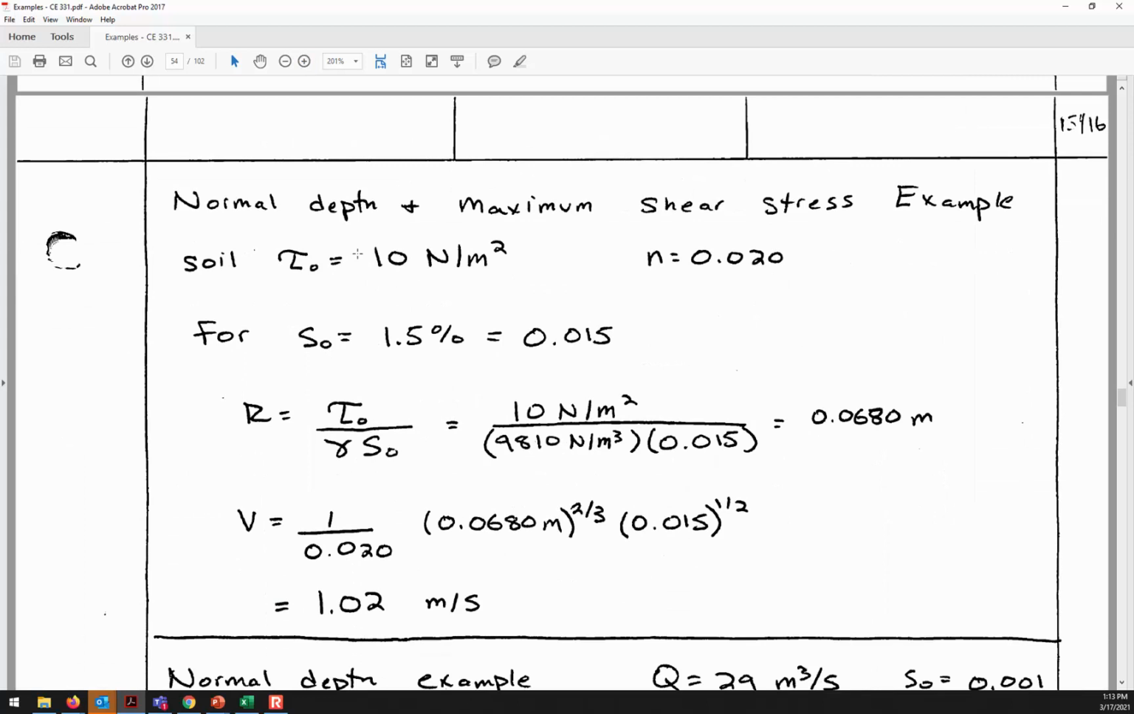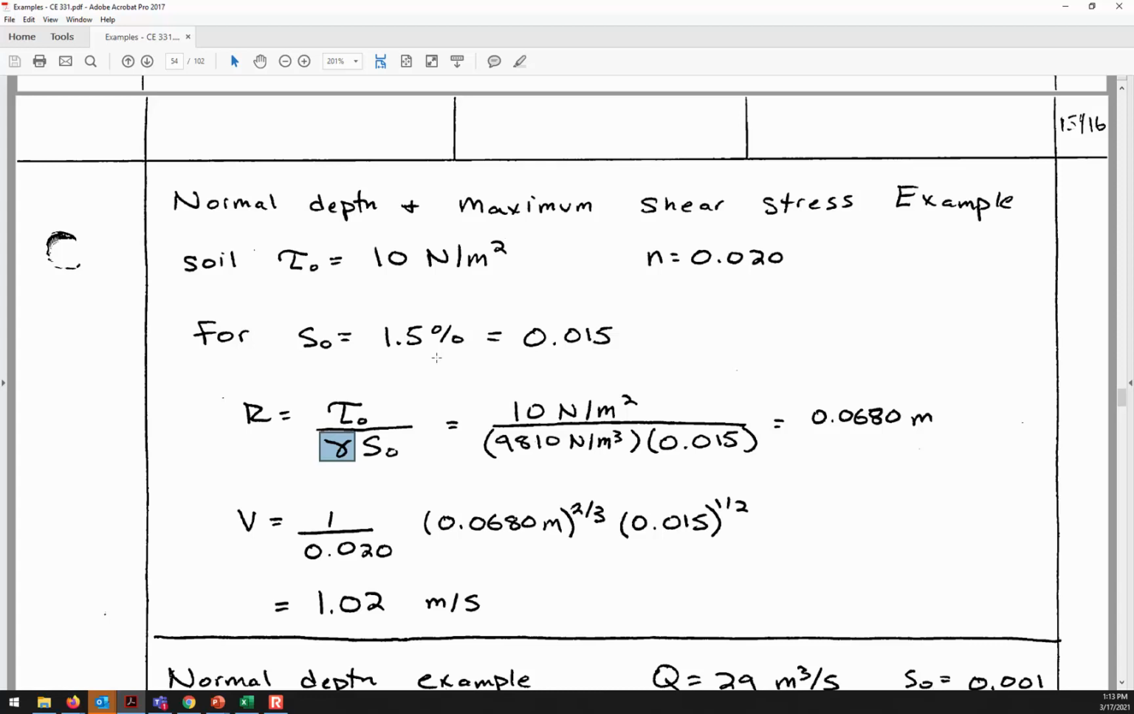Okay, so starting with the shear stress and the unit weight of water, 9810 newtons per meter cubed, and the slope is unitless. And so what we end up with is units of length, and you should have 0.0680 meters. And this never told us anything about what the channel actually looks like. It didn't tell us if this is a trapezoidal or rectangular or irregular.